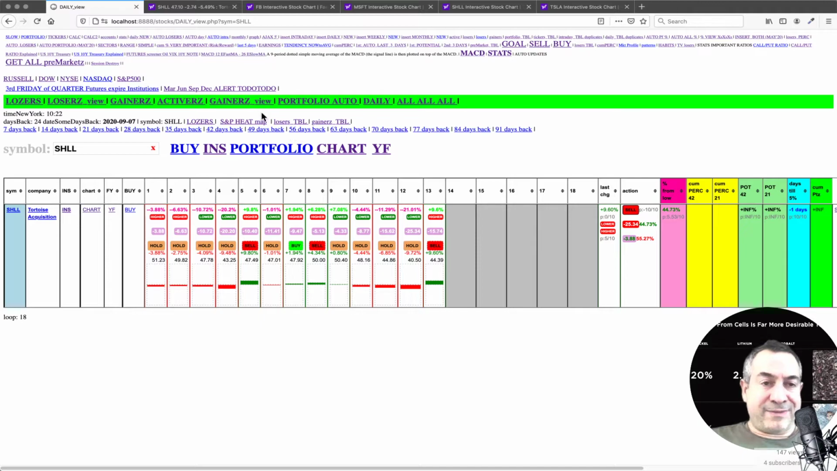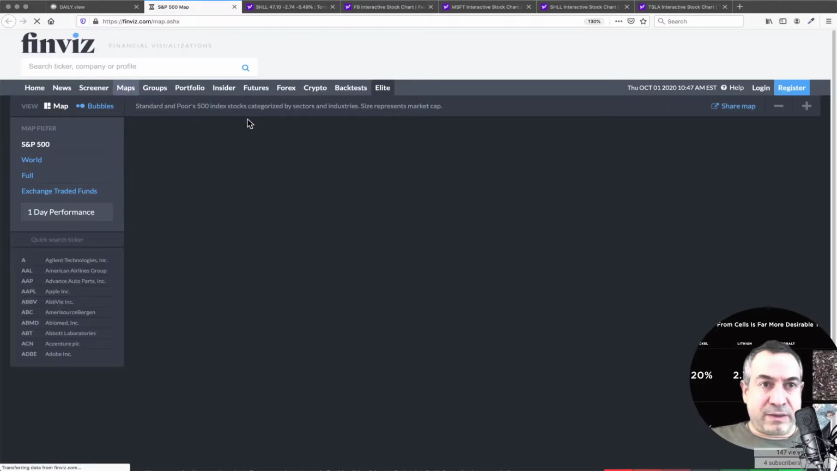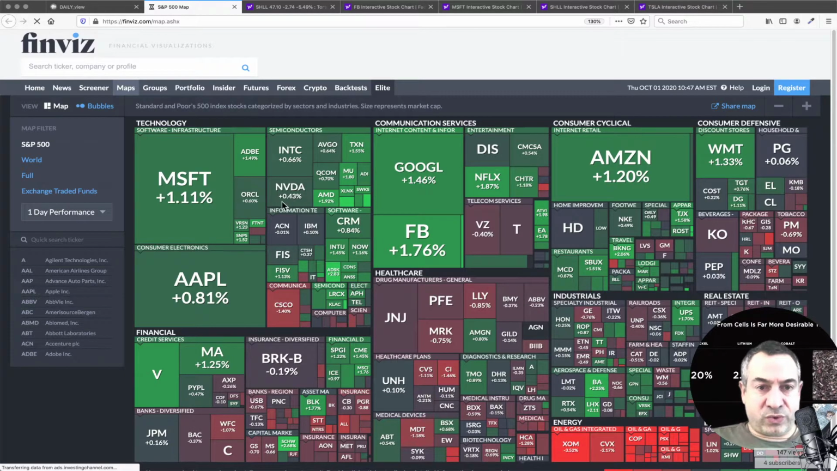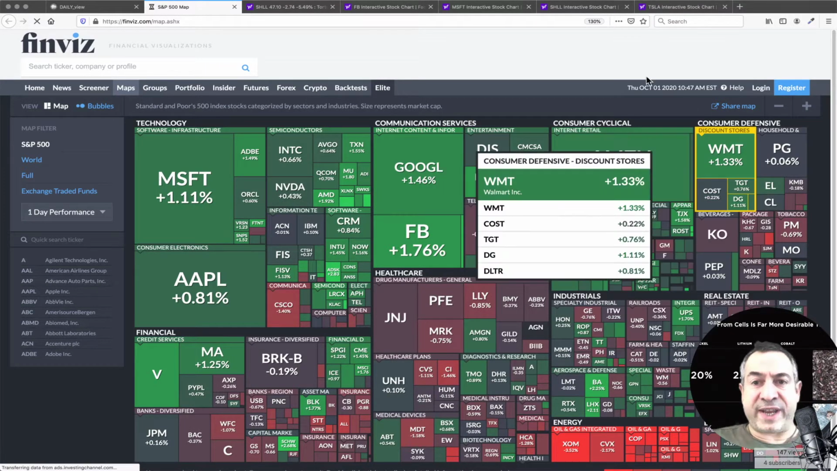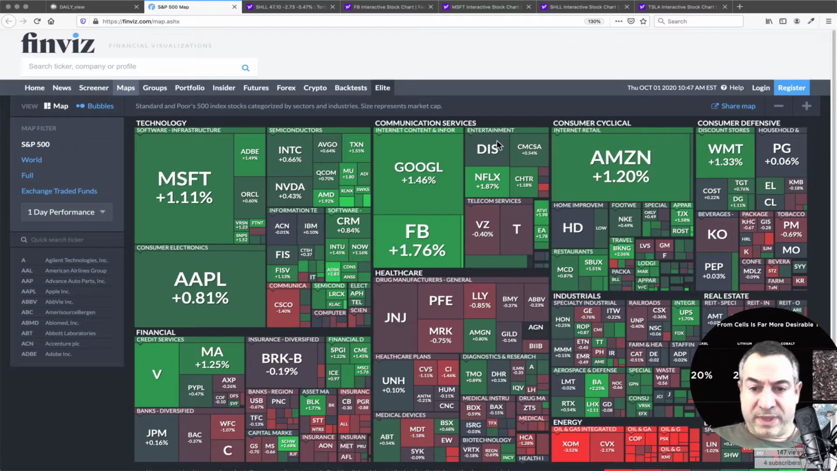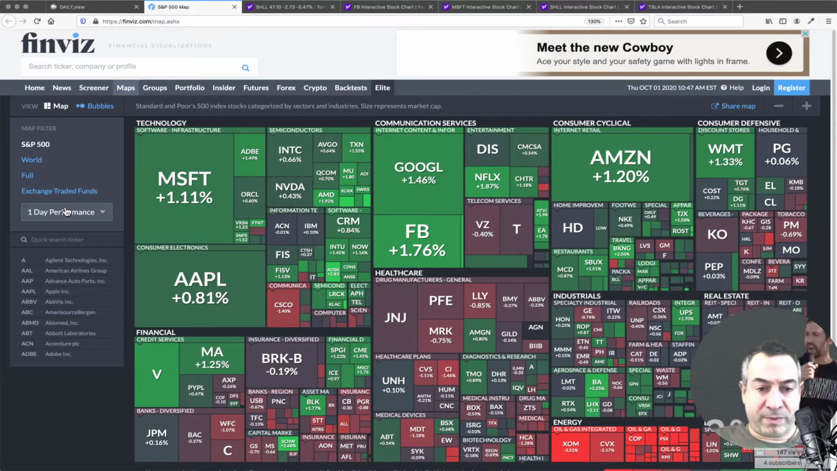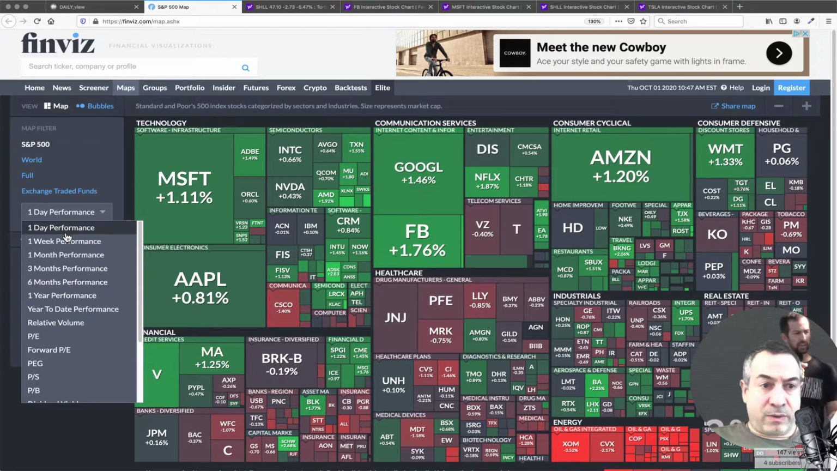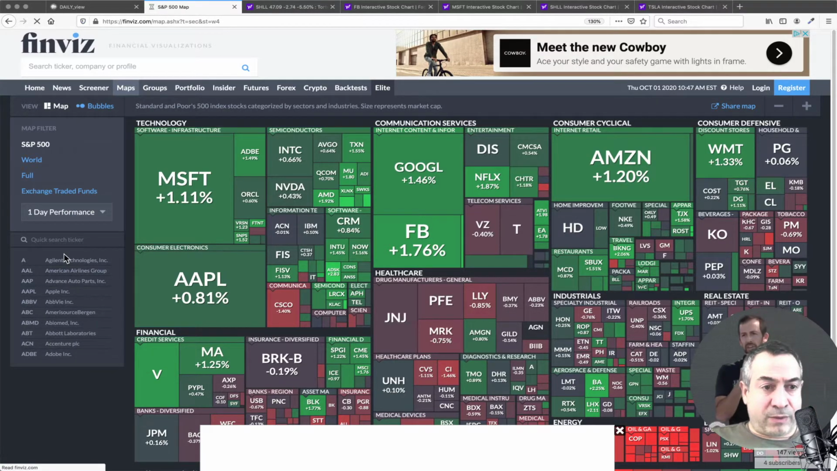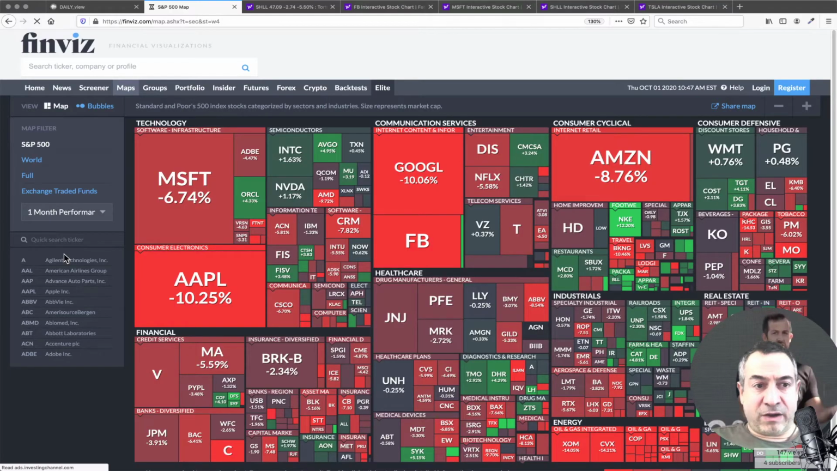I mean, we can check the heat map and see what's the situation for today. Look, it looks pretty green. I like that. So in the long run, we're talking about 1 day performance, okay? If we look at the weekly or monthly, I would do the monthly to get an idea of what the previous month has been. Look at that, it has been pretty negative.